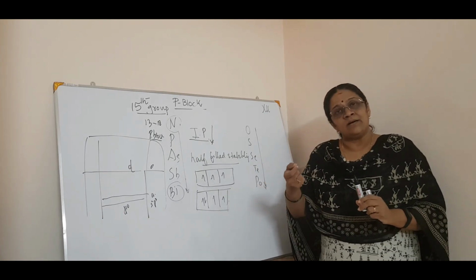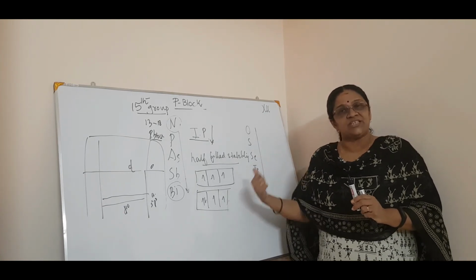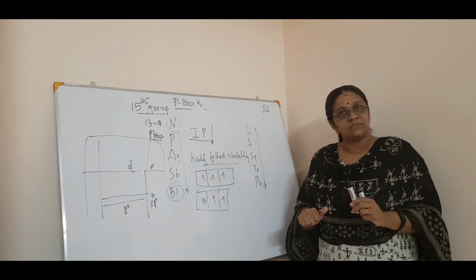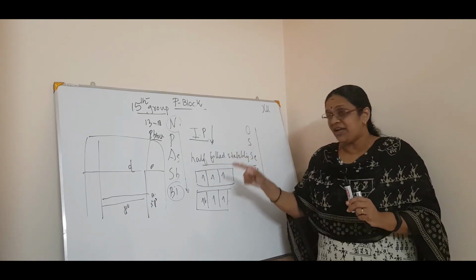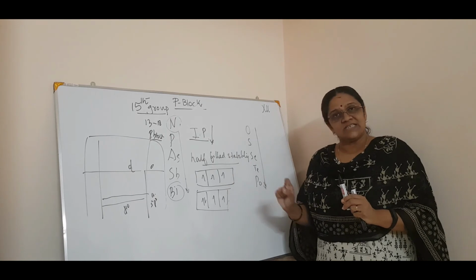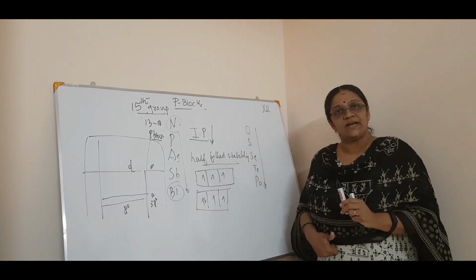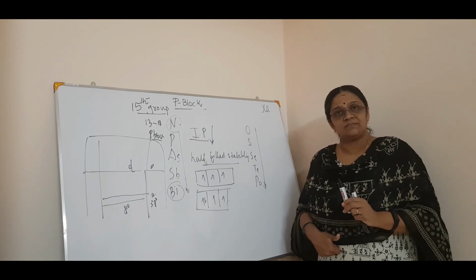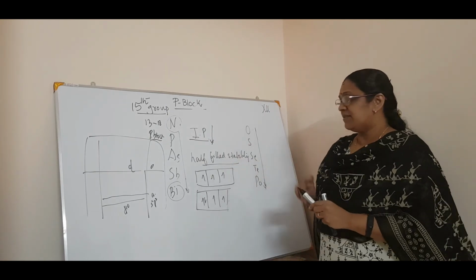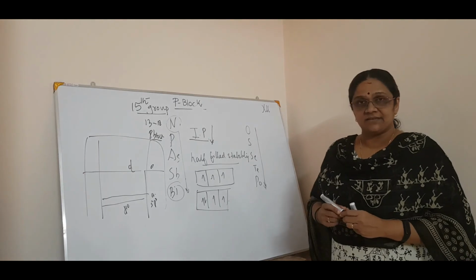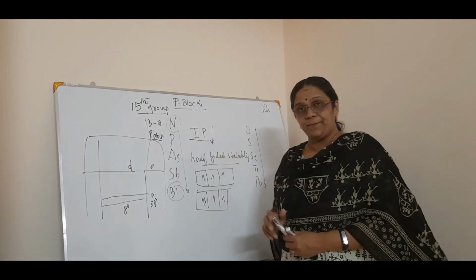So a question can be asked: compare the ionization potential of the 16th group and the 15th group. So you have that point. In the 15th group, there is a half-filled stability, so the IP will be greater when compared to the oxygen family. So that is the reason why IP is greater. Okay. So that is about the IP.